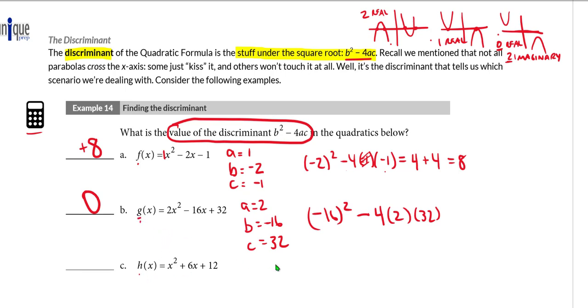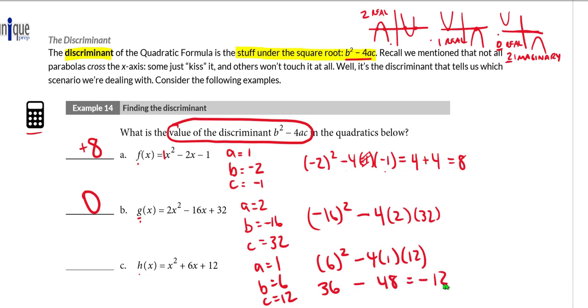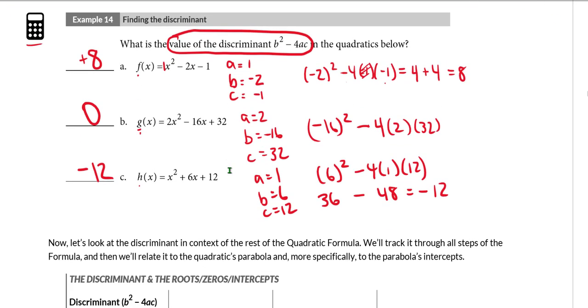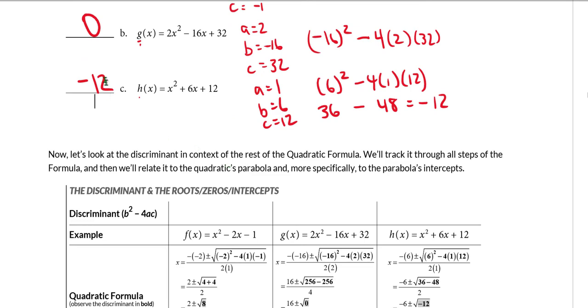For function h, we have a equals 1, b equals 6, c equals 12, and we are doing b squared minus 4ac, and here we're going to get 36 minus 4 times 12, 48. So we're going to get something negative. I believe it's -12. Again, I should be checking this in the calculator since I'm allowed to, but all I really need to know at this point is that I'm getting a negative discriminant there.